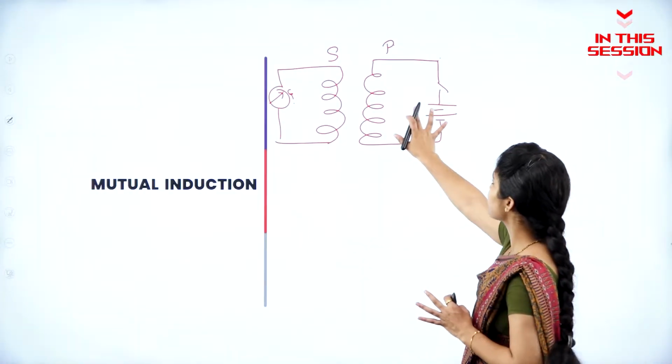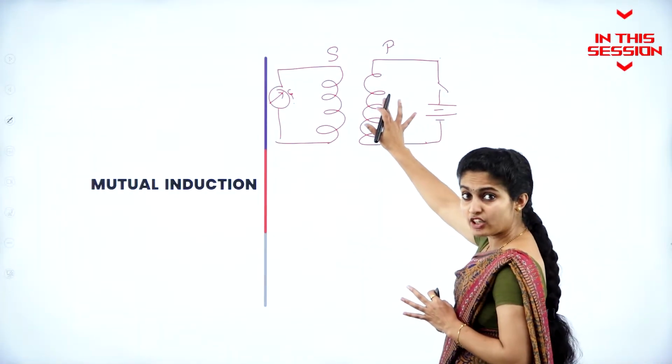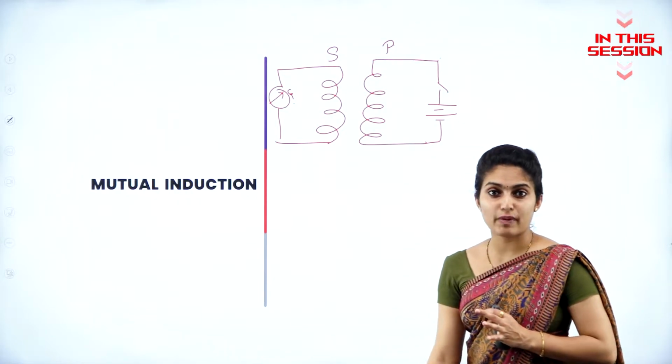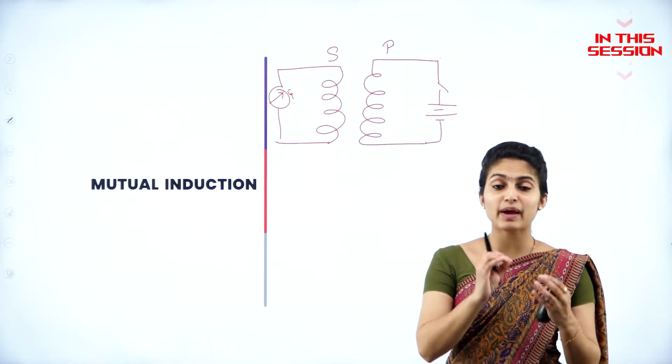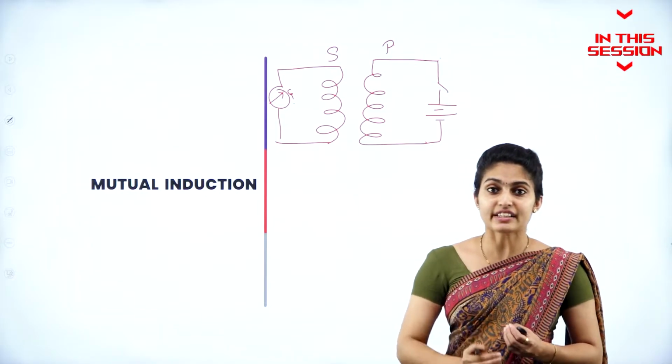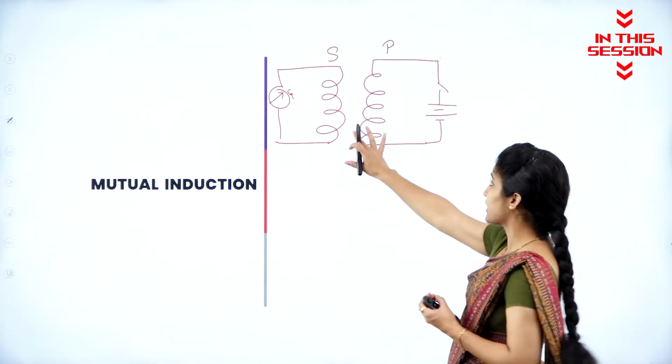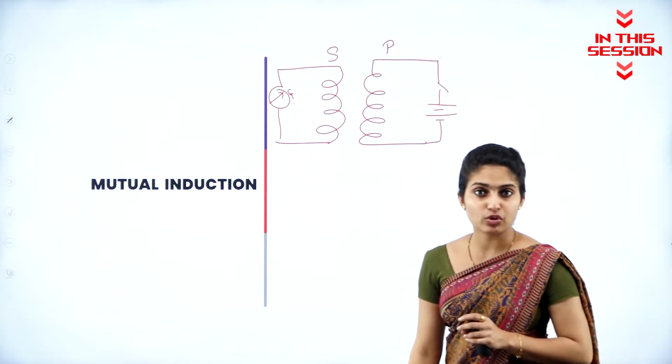Whenever there is a production of current in the primary coil, there is a existence of magnetic field in the secondary coil, and this magnetic field in the secondary coil increases the induced current in the secondary coil, through which the EMF is also increased.